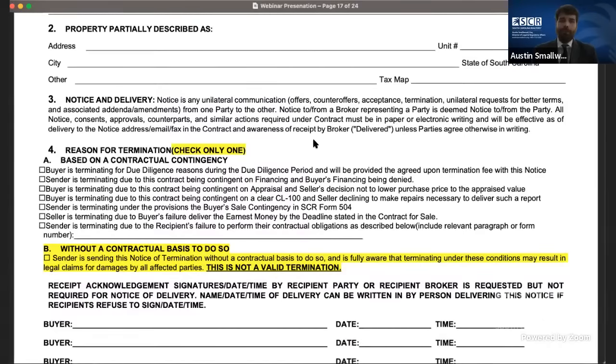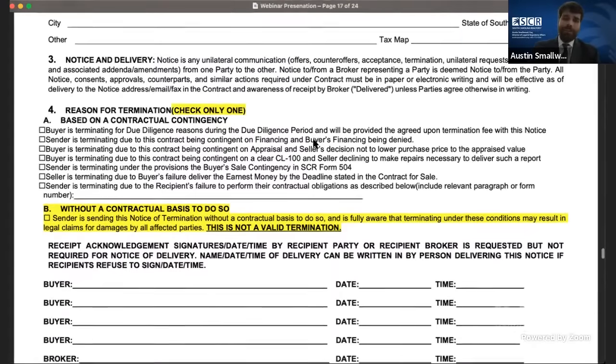Hopefully that will be more helpful in explaining when and why a party can terminate from the contract, and give a little bit more explanation to the recipient of exactly why the sender is terminating.